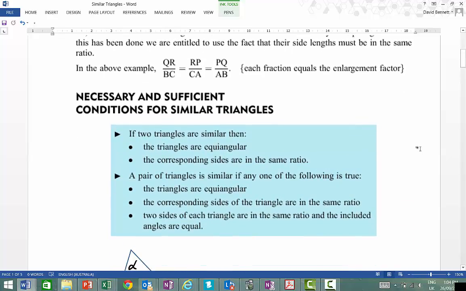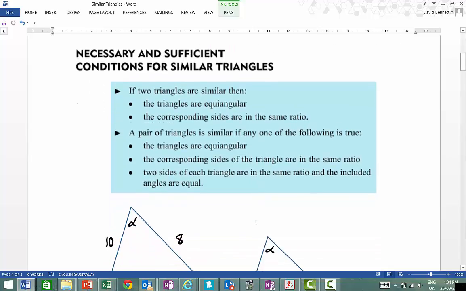Now, conditions. Two triangles are similar if the triangles are equiangular, or corresponding sides are in the same ratio. And what you have to do is make sure that you get the right pairs of sides that you're looking at. So a pair of triangles are similar if one of the following is true: the triangles are equiangular, the corresponding sides of the triangles are in the same ratio, or two sides of each triangle are in the same ratio and the included angle. That would be the angle between the two sides.